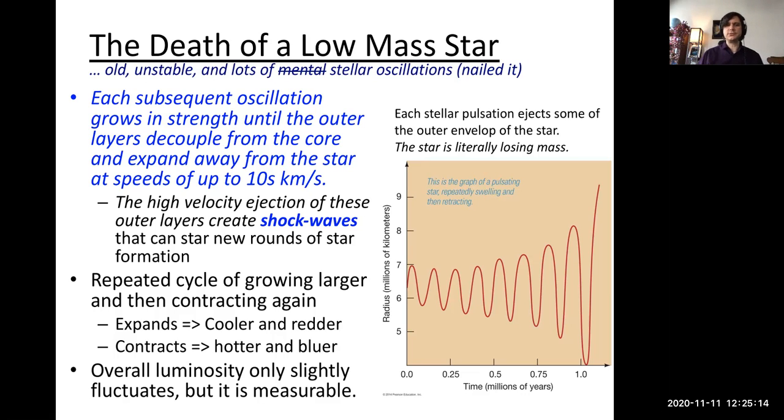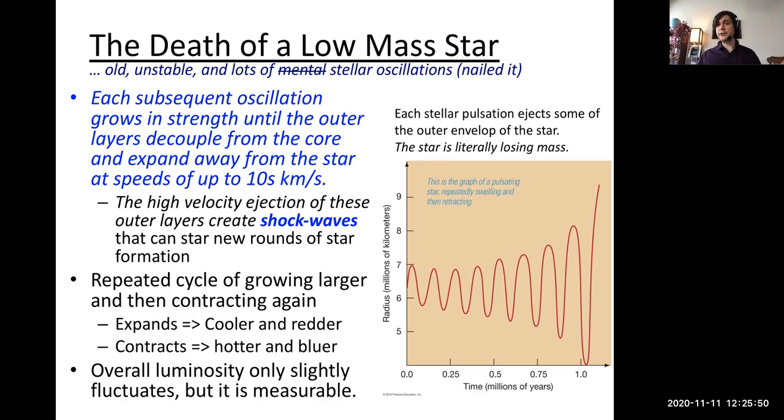And as it goes through these repeated cycles becoming larger, that means that the outer envelope is expanding and cooling, so it's going to get cooler and redder. Then it's contracting and gets hotter and bluer. Overall, the luminosity remains roughly the same. It fluctuates a little bit as those two things, hotter and smaller, and cooler and larger, balance each other out. But the point I want you to walk away with is that we have this series of expansions and contractions, and then we're going to start shedding outer layers of the star.